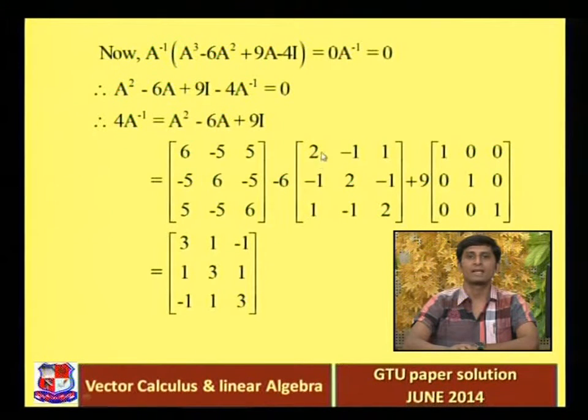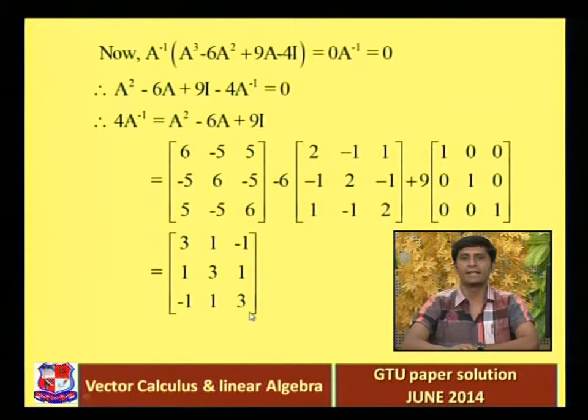6 minus 12 plus 9, so 9 plus 6 is 15 minus 12, you will get 3. Then you can see minus 5 plus 6, that is 1 plus 0, so you will get 1. So finally for 4a inverse, you will get this matrix: the first row is 3, 1, minus 1, the second row is 1, 3, 1, and the third row is minus 1, 1, 3.